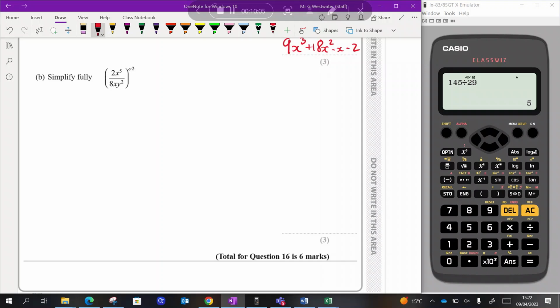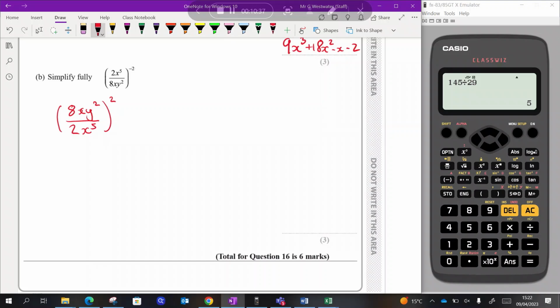So the first thing I notice is the power on the outside is negative. And when this is the case, the first thing I do is try and remember what a negative power does. It essentially flips the fraction. So if you have 3 to the minus 1, this is 1 over 3, because you can think about this as starting as 3 over 1, for example. So here we can think about this as 8xy squared over 2x to the 5, now just to the power of 2.